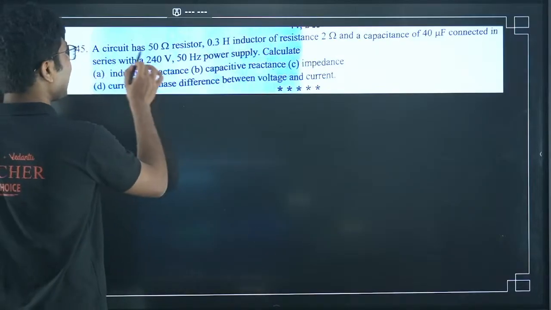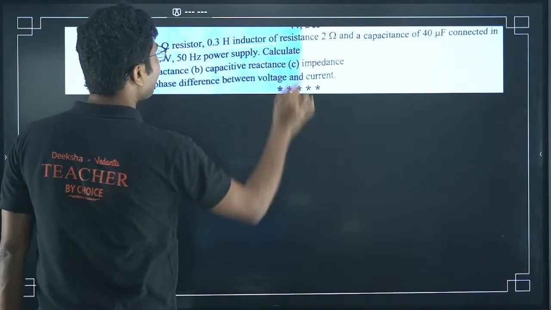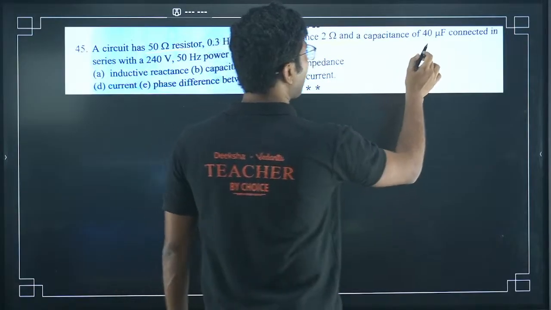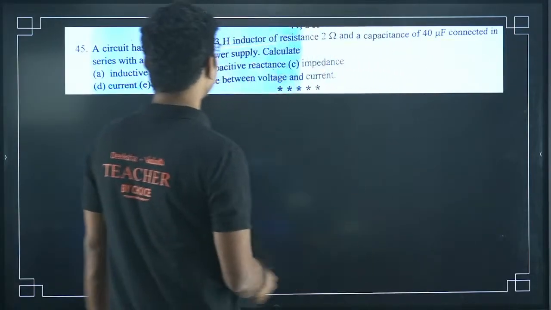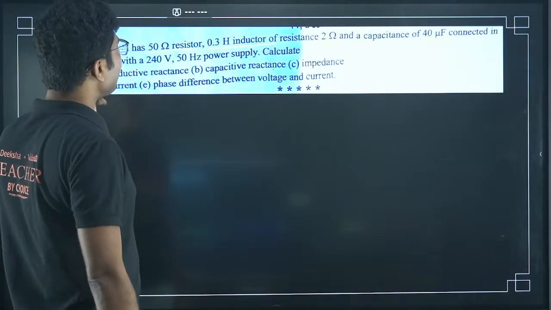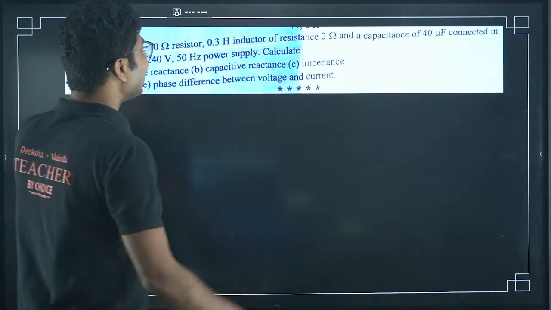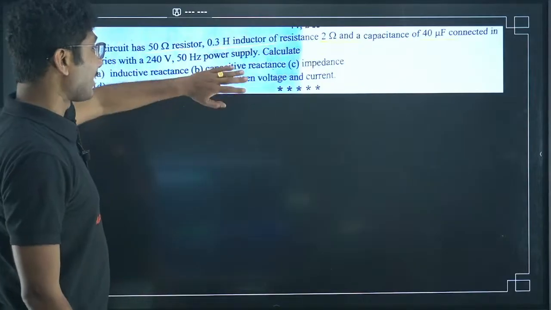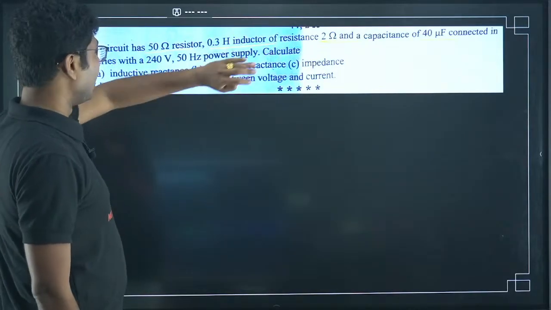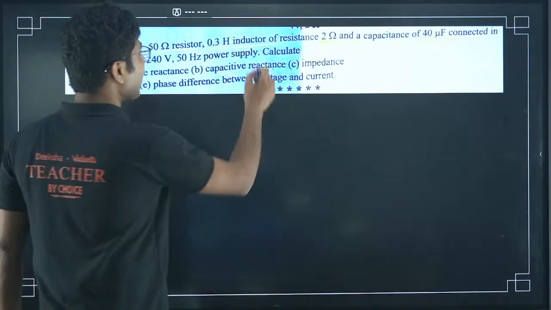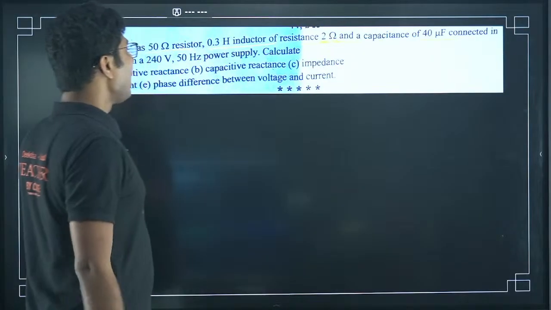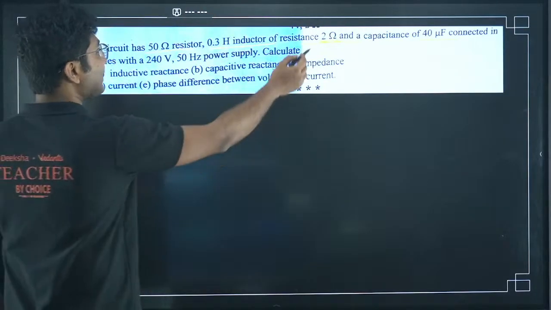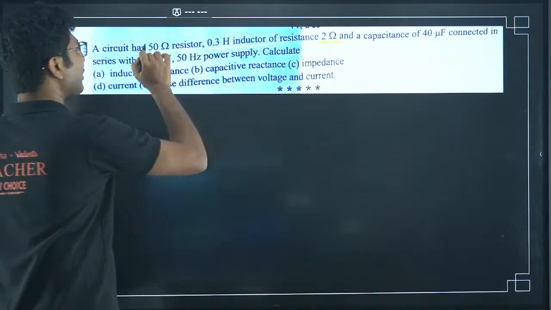So first, a circuit has 50 ohm resistance, a 0.3 Henry inductor of resistance 2 ohm and a capacitor of 40 microfarad connected in series with a 240 volt, 50 hertz power supply. Now here, inductor of resistance 2 ohm means, I am not sure what they are trying to say. Maybe it is the resistance of the wire. So in that case, you have to add this resistance back to this 50 ohm.